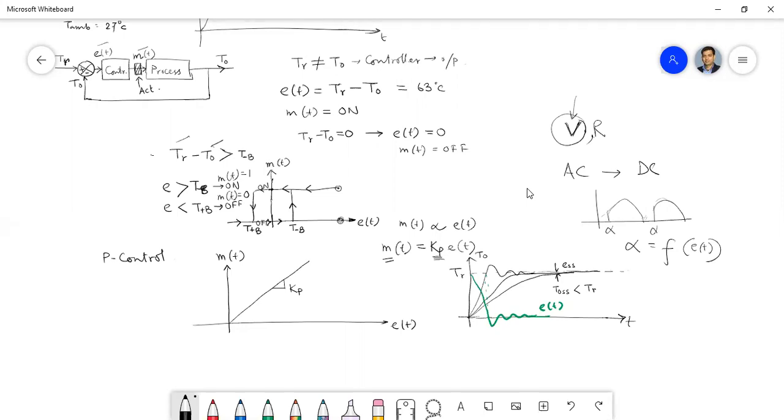Generally we decide resistance as a parameter, not the variable. System has its variables and parameters. The voltage, current, power, these are the variables, and resistance, inductance, capacitance, these are the parameters.